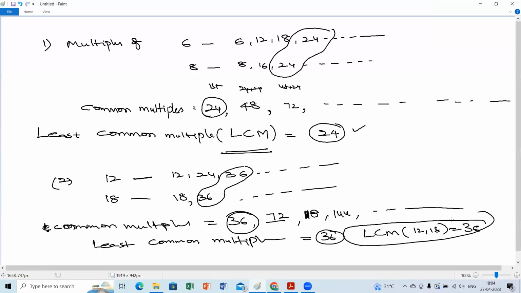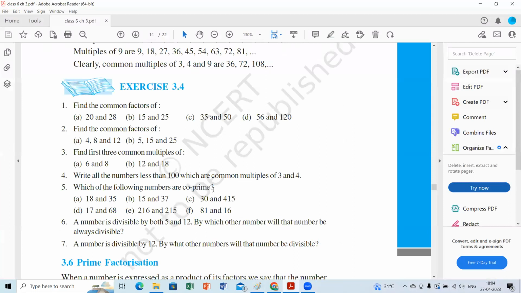Hope you understood, children. Any doubt? No, ma'am. Good. Now come to the next part. This is the general method I'm helping children with. There are multiple methods to calculate. We will go with a step-by-step prime factorization method, a different method. Now question number 4: write all numbers less than 100 which are common multiples of 3 and 4.